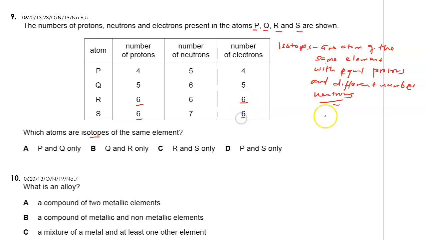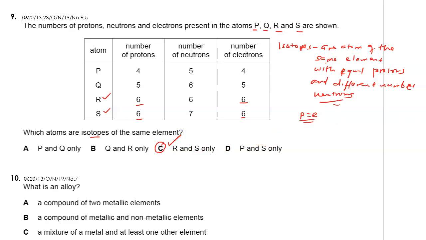You know that the number of protons in an atom is equal to the number of electrons. Therefore you can see they're the same. So basically the right answer here is R and S. You can see P and Q have different numbers of protons. Therefore the right answer is C.